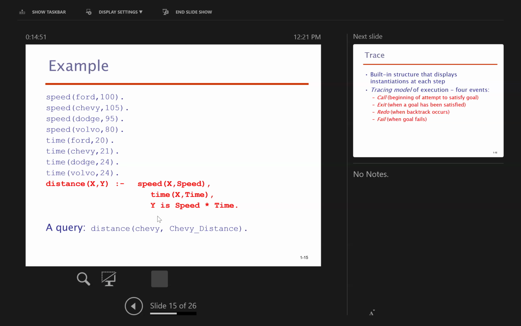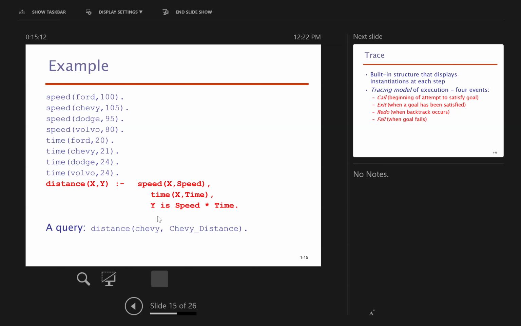That's the interesting thing, actually; this is all about logic programming. We get the facts, from the facts we build a rule. Then now we query. I want the result. I want the distance for Chevy.